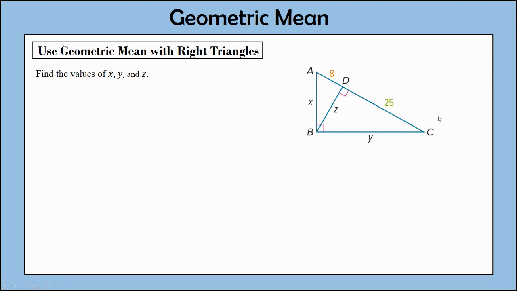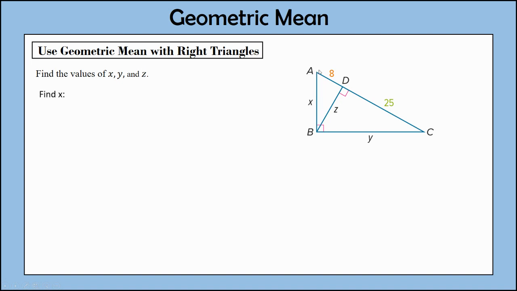Okay, so putting that all together, let's say we were given this diagram and we're asked to find X, Y, and Z. So you can see ABC is my original right triangle. We've drawn in altitude BD, from the right angle to the AC side, which is the hypotenuse. And AD divides the hypotenuse into segments of 8 and 25. So the full length across is 33. A to D is 8, D to C is 25. They're asking us to find X, Y, and Z.